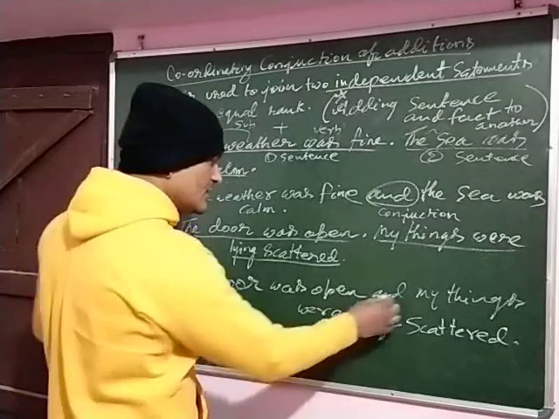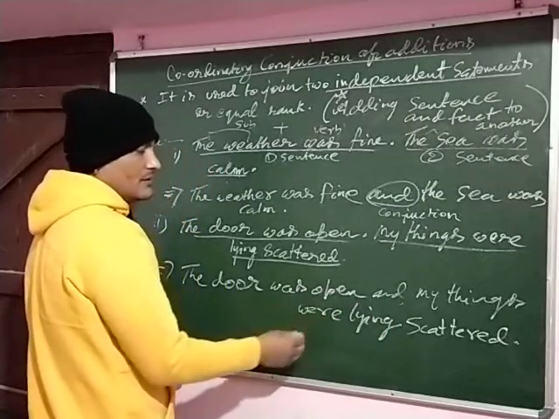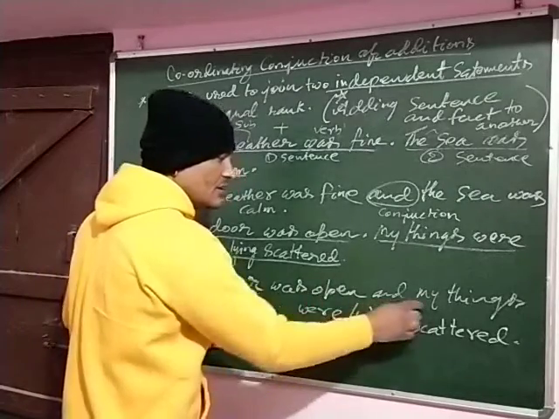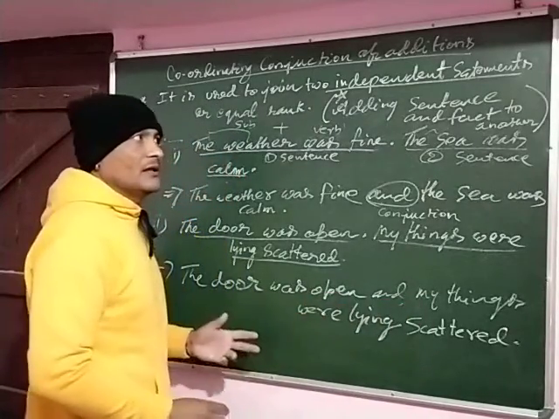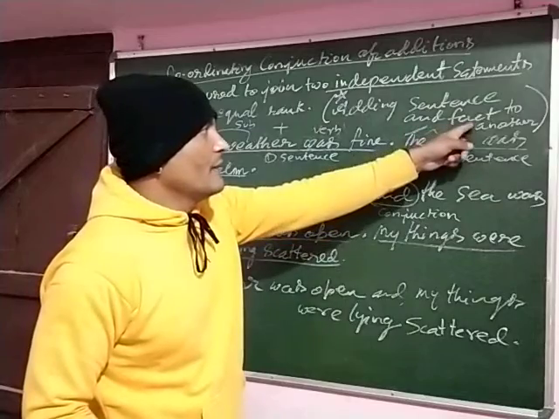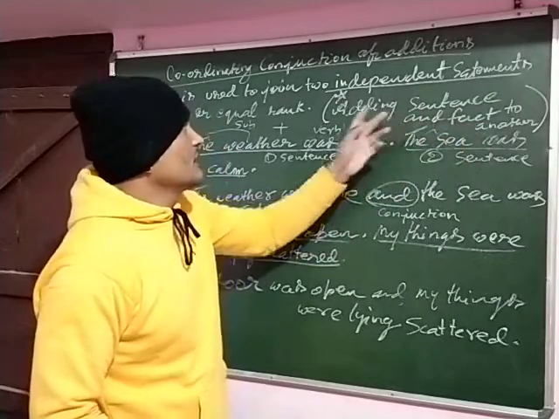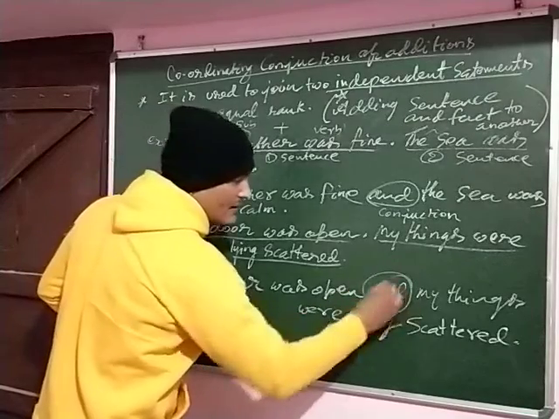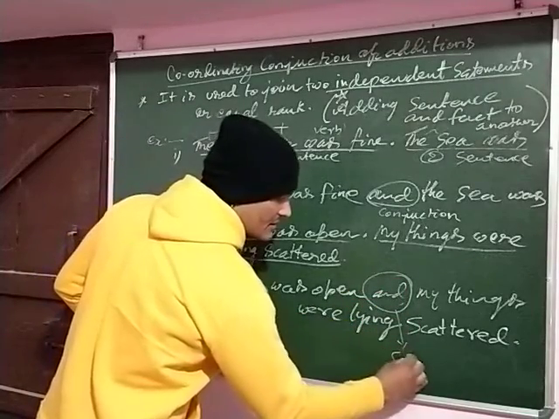So that's why it is talking about the fact, what happened. That's why these two sentences are related to one another. That's why it is called a fact related to another. That's why it is joined by a conjunction, by using "and". It's a conjunction.